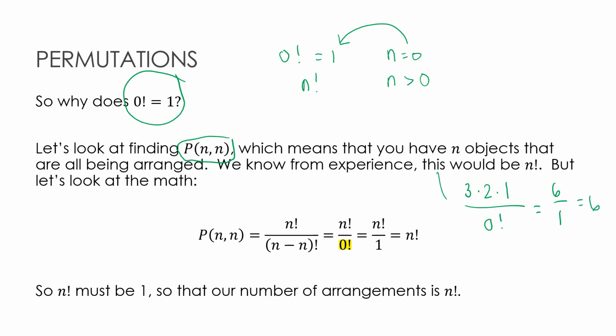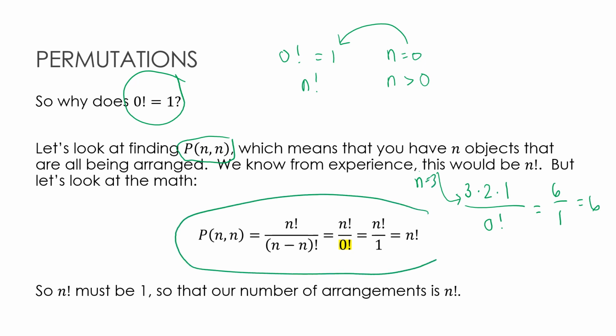So this is a specific example using n of 3, but here is the general example that P(n,n) would be n factorial over (n minus n) factorial, which of course is 0 factorial, which is why we end up at n factorial.